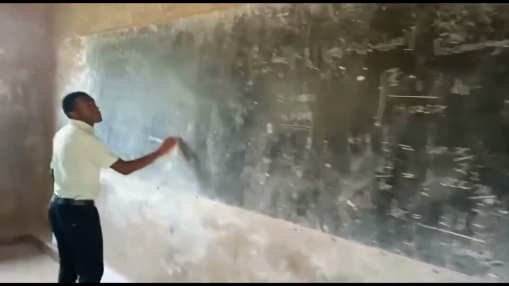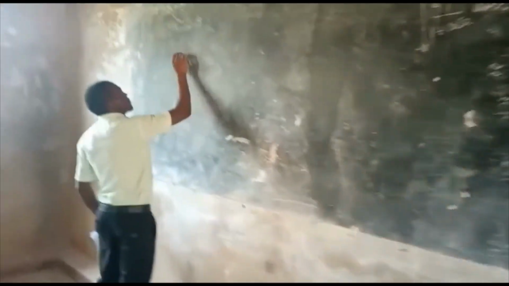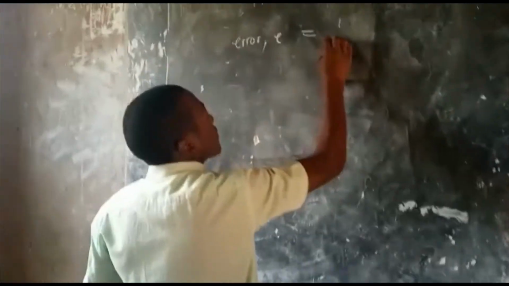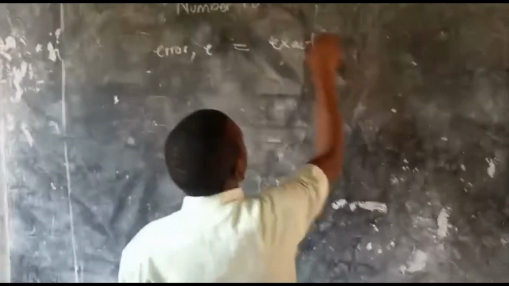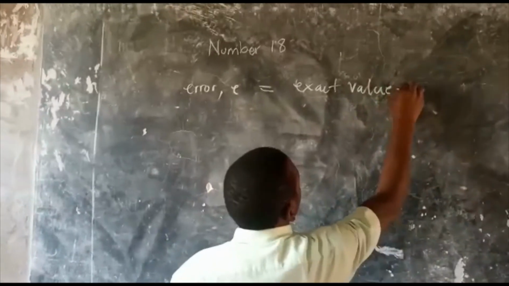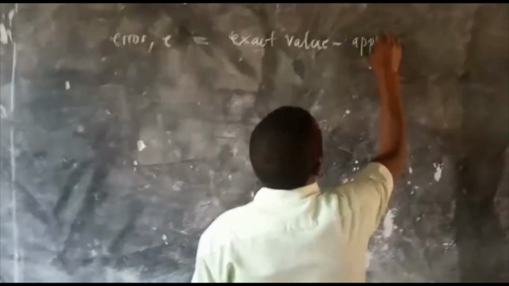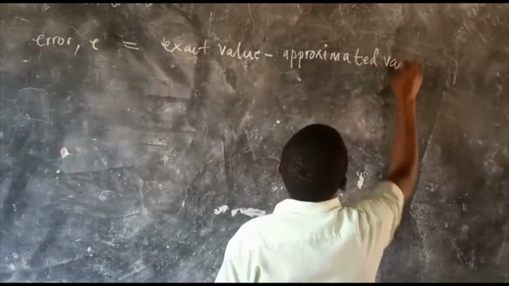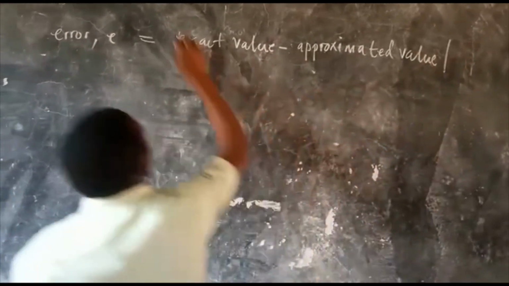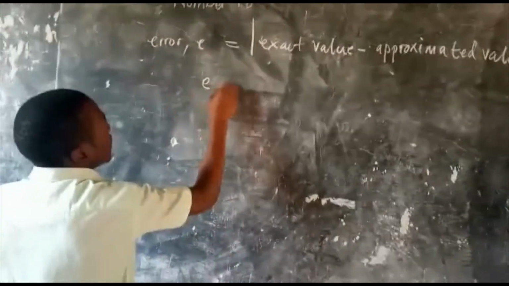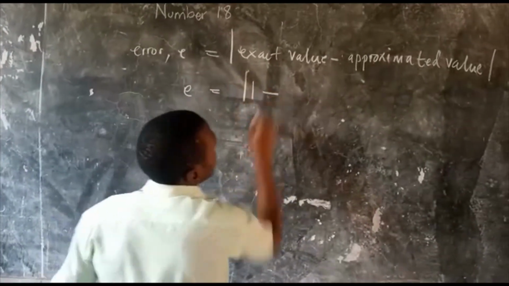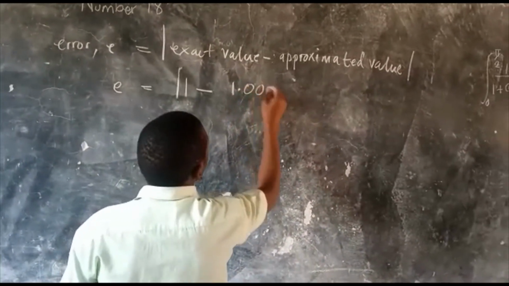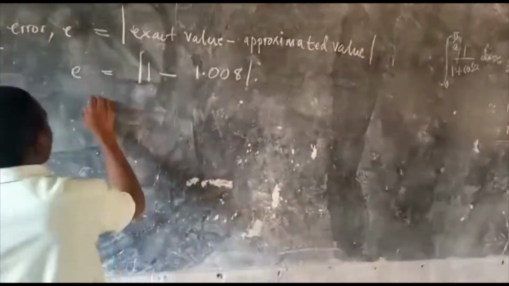Now I'm going to get my error, because I need to have the error. The error E is given by the magnitude of the exact value minus the approximated value. Now my error is equal to the exact value, which is 1, minus the approximated value, which is 1.008.